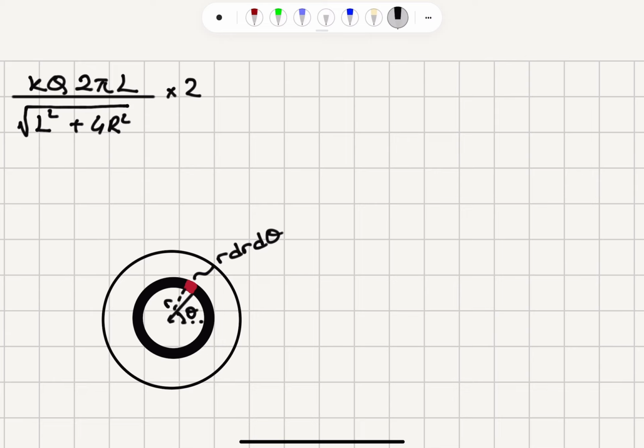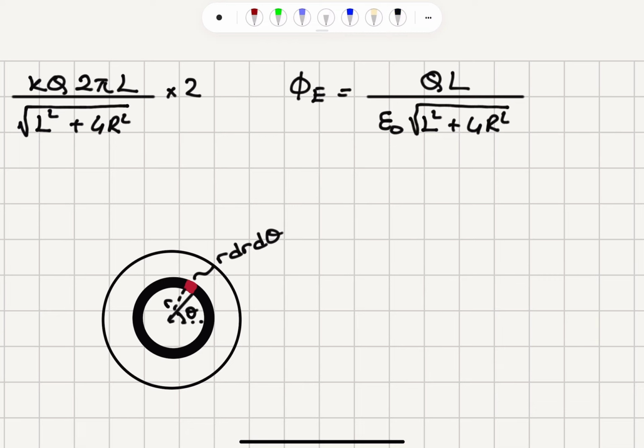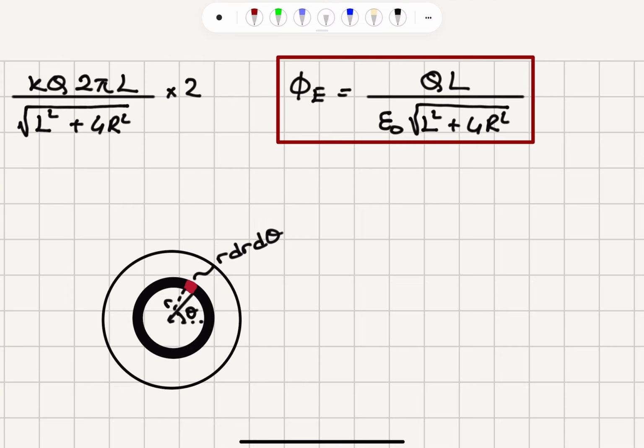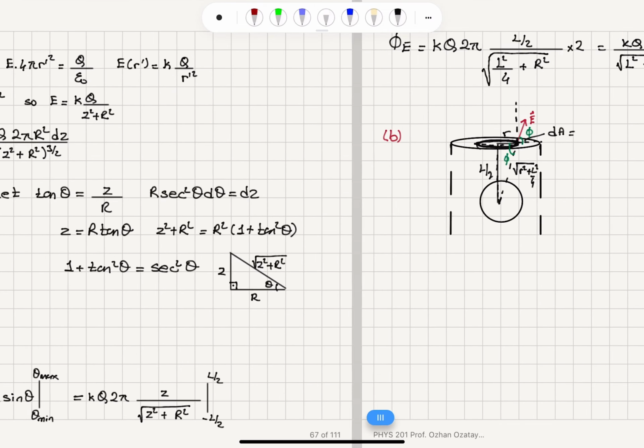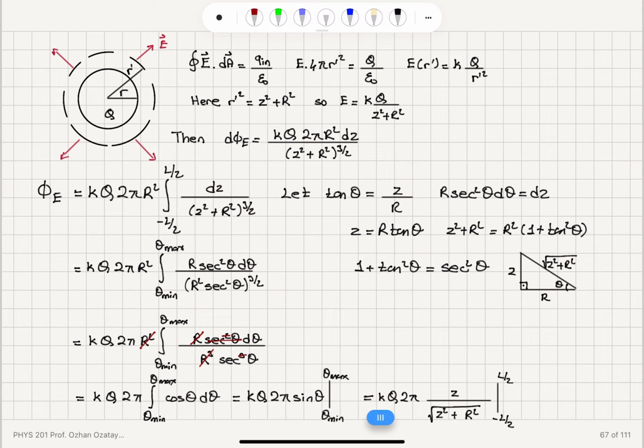The total flux Φ_E is Q times L divided by epsilon 0, because it is 4π here. So it's 1 over 4π epsilon 0, and the 4π cancel. And I have the square root of L squared plus 4R squared. So this is my final answer for the flux through this rounded side of the cylinder.